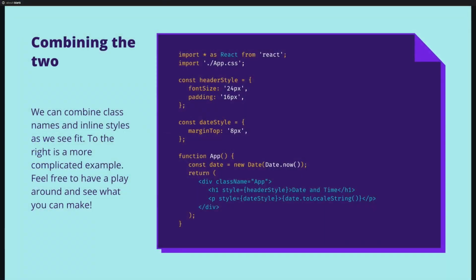Here's a more advanced example. In this example, you can see I'm mixing a class name with some inline styles. We can combine inline styles and class names however we like. There aren't any restrictions. Here I've got a header and a paragraph. Both of them use inline styles, but the wrapping div uses a class name. Also, you might notice in the inline styles, attributes like font size and margin top have been converted to use camel case.